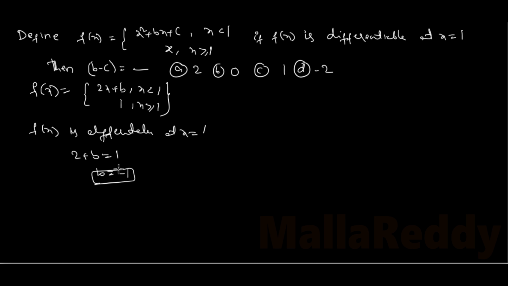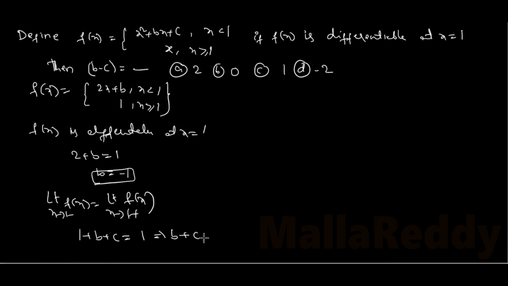And the given function is differentiable at x is equal to 1. That means f of x is continuous at x is equal to 1. Continuous means limit x tends to 1 minus f of x is equal to limit x tends to 1 plus f of x. So for 1 minus, x square plus bx plus c, that is 1 plus b plus c is equal to 1. From this equation b plus c is equal to 0. So b is equal to minus 1, that is c is equal to 1.